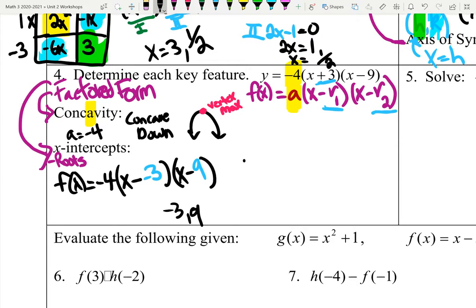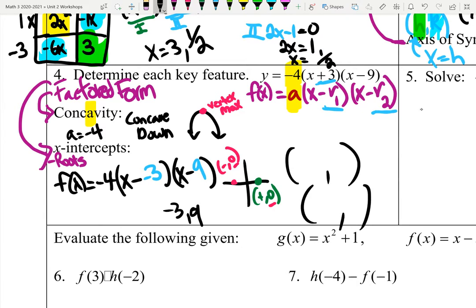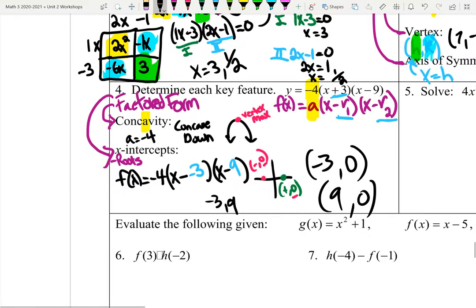What is it going to be in coordinate form? Well, an x-intercept is going to be either on the right, where it's a positive number, or on the left, where it's a negative number, and 0. In both of these instances, my coordinates have what as a 0? The y. There you go, just like that.